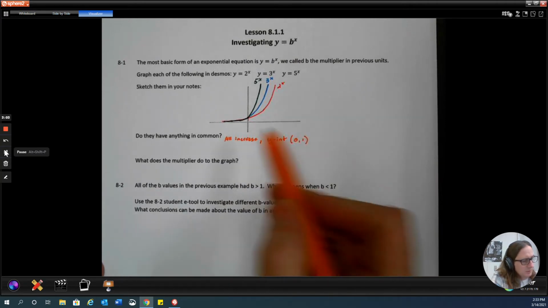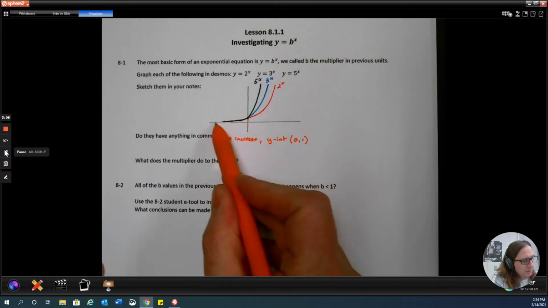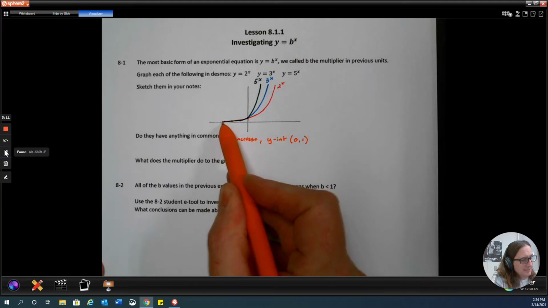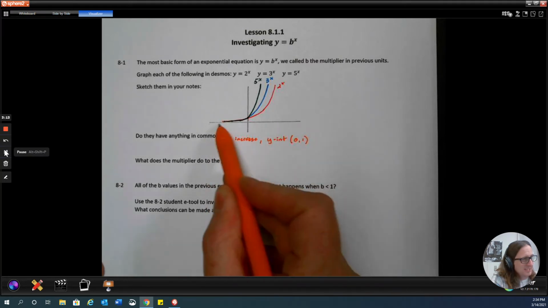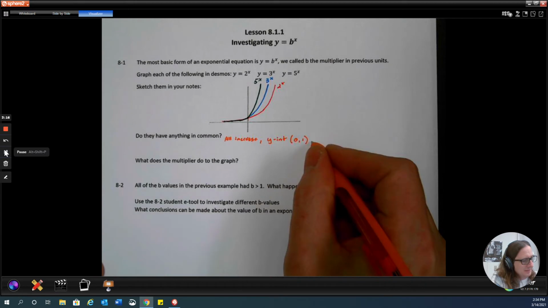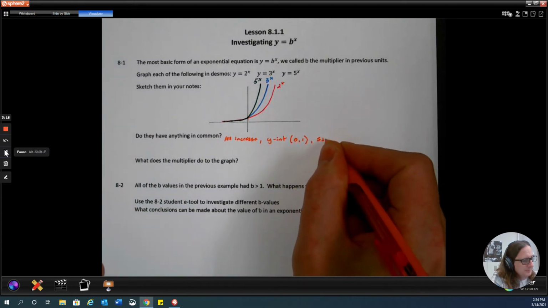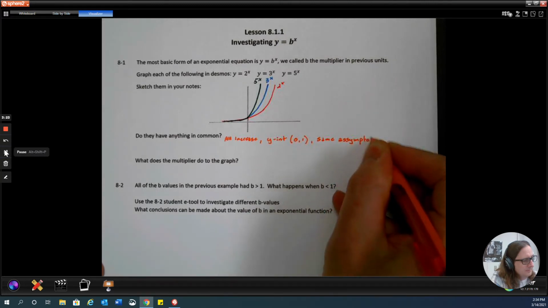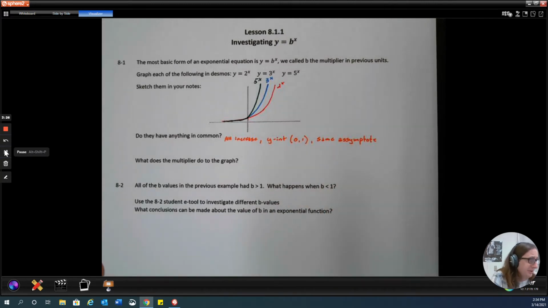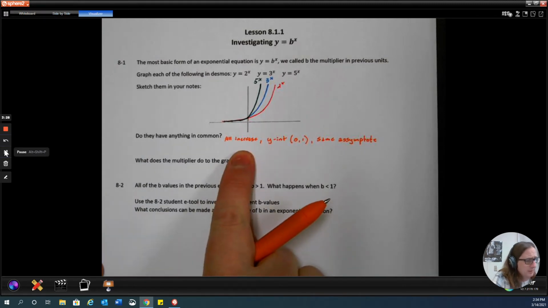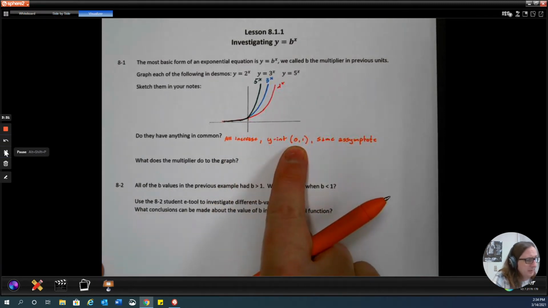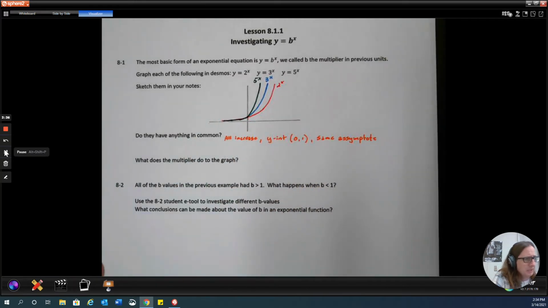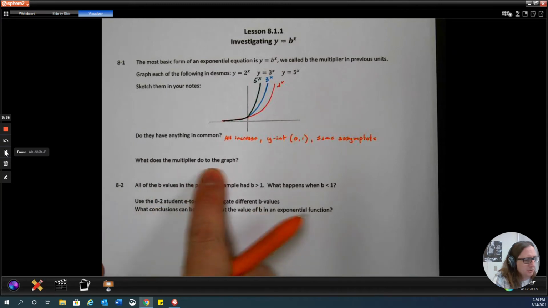And then what we also have is all three of them look like over here they have an asymptote, which means they get closer and closer to the x-axis but never make it there. So it looks like they have the same asymptote. So they got some things in common. They're different, but they have some things in common. They're all increasing, y-intercept 0, 1, and they have the same asymptote because they're getting closer and closer to the x-axis over here. Okay, so what does the multiplier do to the graph?